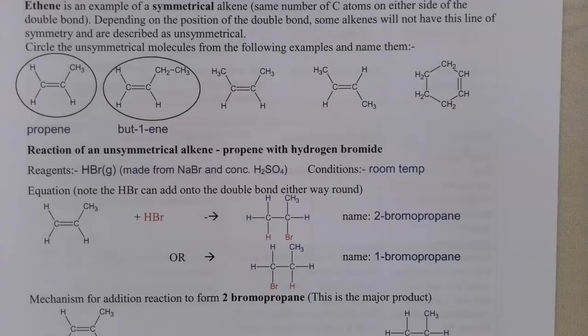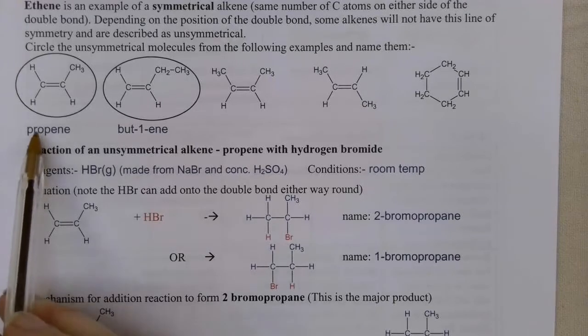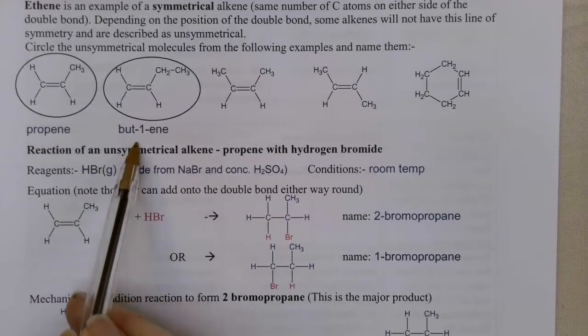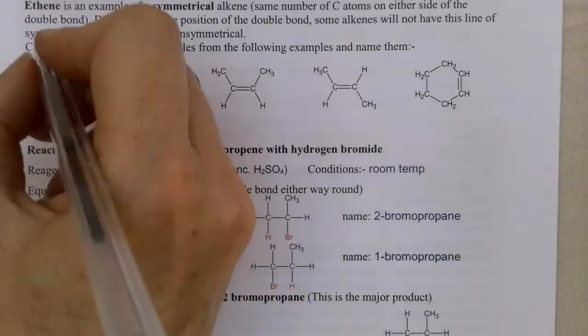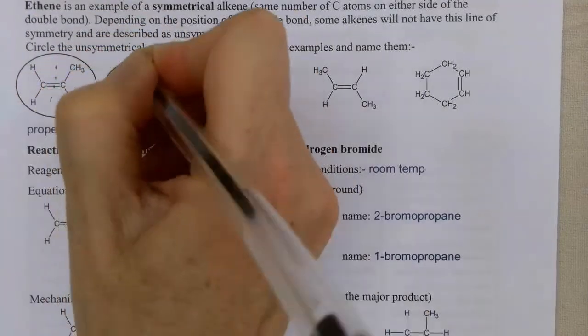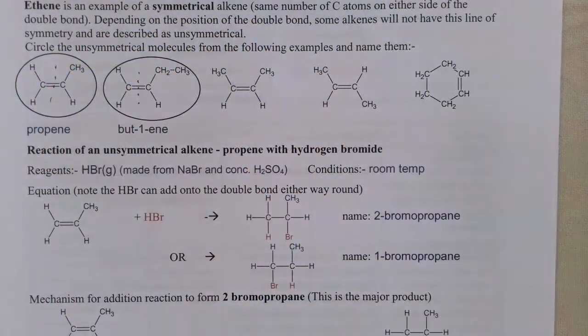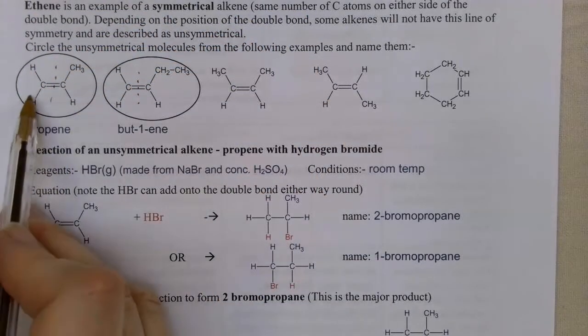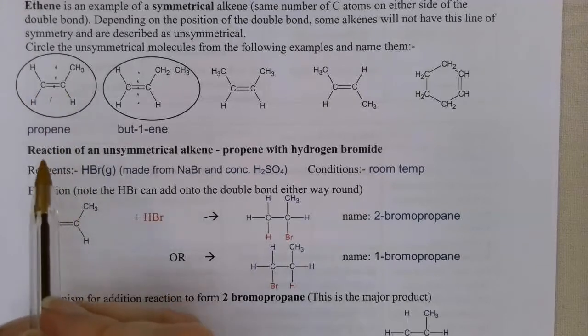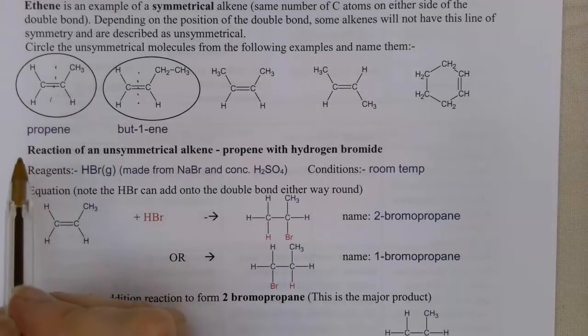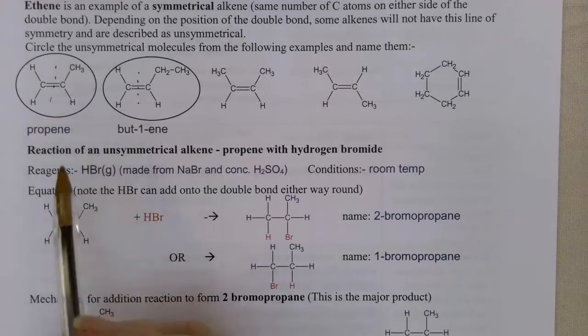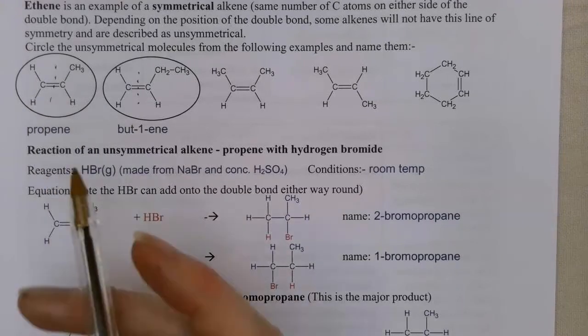So we're now back in your notes and we're on page 10, and we're just going to fill this in with what we now know about the reactions of unsymmetrical alkenes. So propene and butene are both unsymmetrical, because if you draw a dotted line through the middle of the double bond, you can see that the two bits either side of that dotted line are not symmetrical. So these are unsymmetrical alkenes.